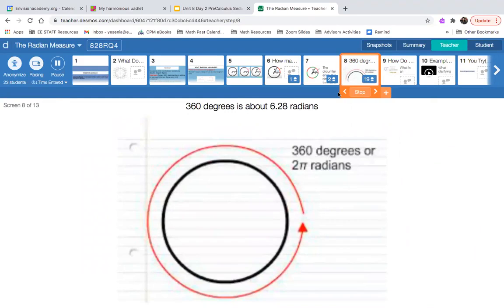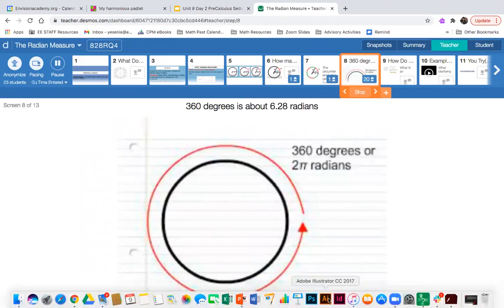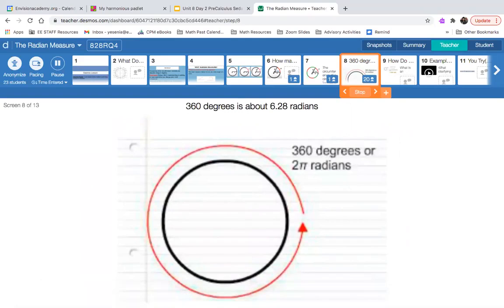One. Remember at the beginning, when we were looking at notice and wonder, somebody said that 360 was equal to 2 pi. So someone said that 360 is equal to 2 pi. I can't type out the actual pi symbol, so I'm just using pi. So that was something someone said.